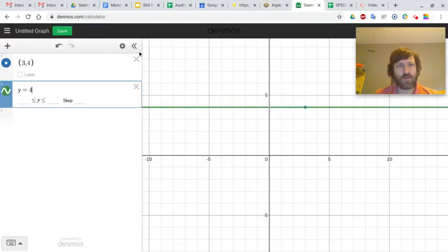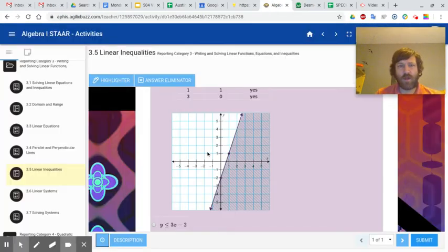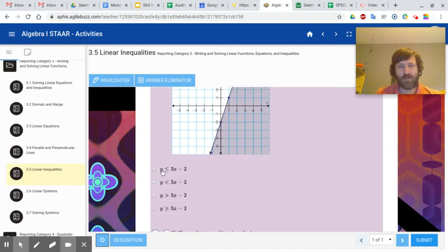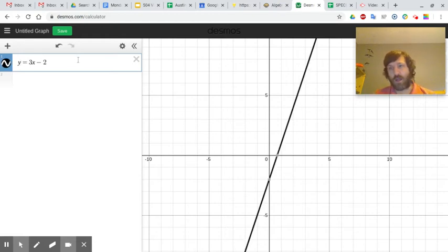So let's jump in and clear out what we already have. We know it's going to be 3x minus 2, and it's either y is less than or equal to, less than, greater than, or greater than or equal to. So let's talk about how to type that in. We have 3x minus 2, and y equals would just be the line. We already know how to do that. We've been doing a lot of that in the previous lessons.